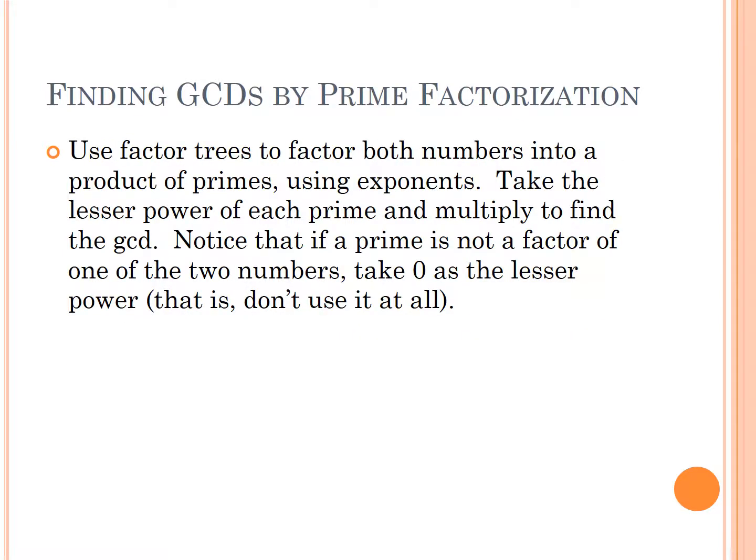Use those factor trees that we've talked about in earlier lessons to help you find GCDs. So what you're going to do is take each of the numbers you're trying to find the GCD of, factor them into primes using factor trees if you like, use exponents, and look at each prime and take the smaller power of each prime and multiply. If you have a prime that's a factor of one of your two numbers and not the other, you're going to omit it. You could think of the one with a missing prime as having a 0 power of that, and 0 is going to be the smaller power.